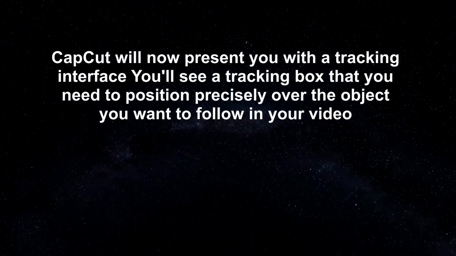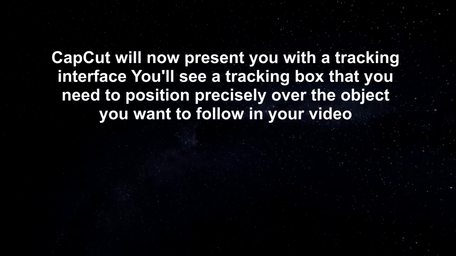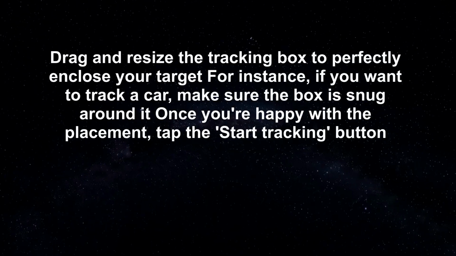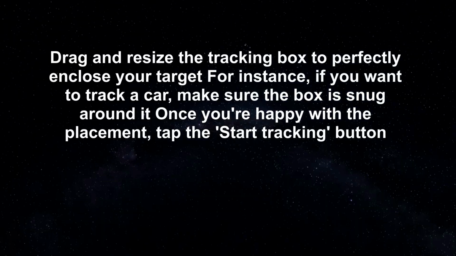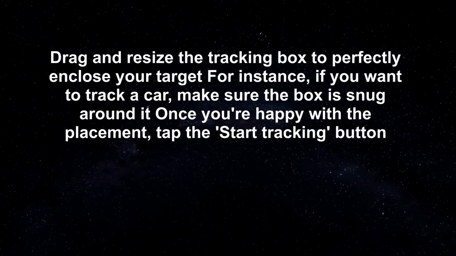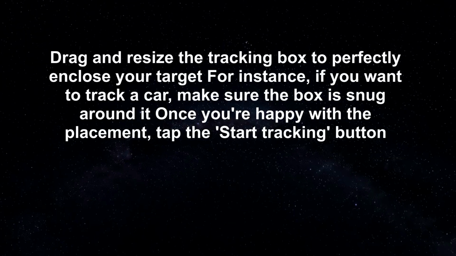You'll see a tracking box that you need to position precisely over the object you want to follow in your video. Drag and resize the tracking box to perfectly enclose your target. For instance, if you want to track a car, make sure the box is snug around it. Once you're happy with the placement, tap the Start Tracking button.